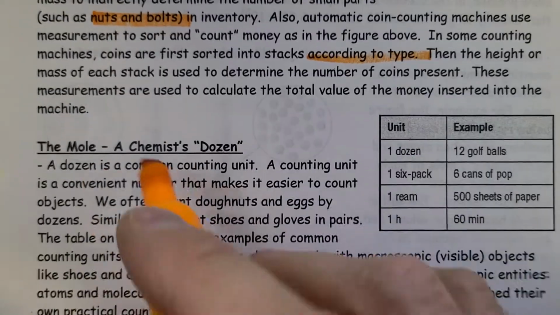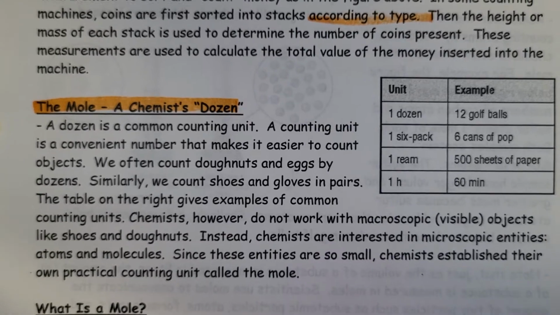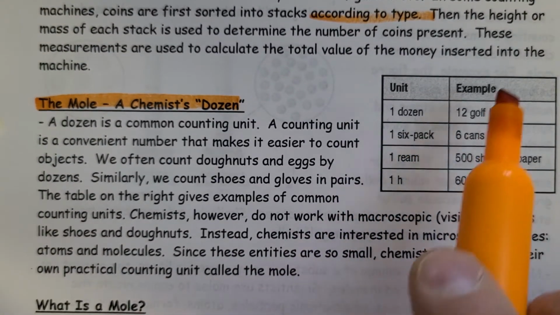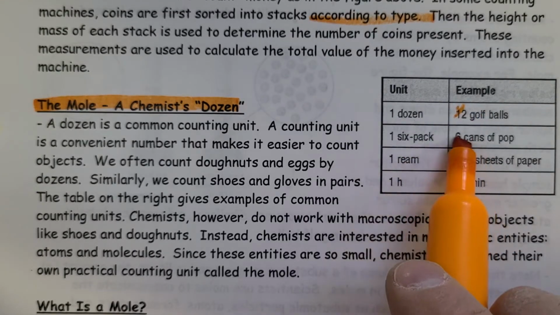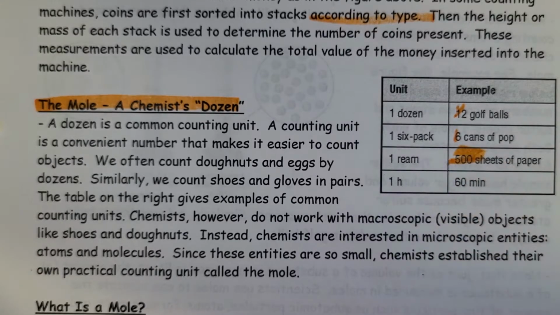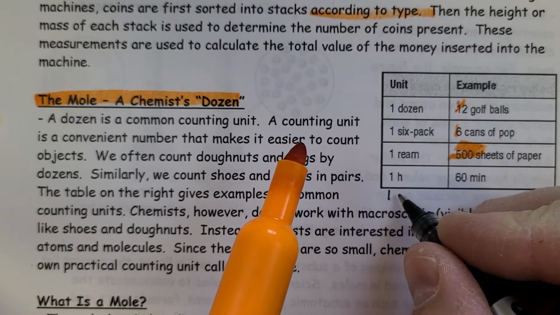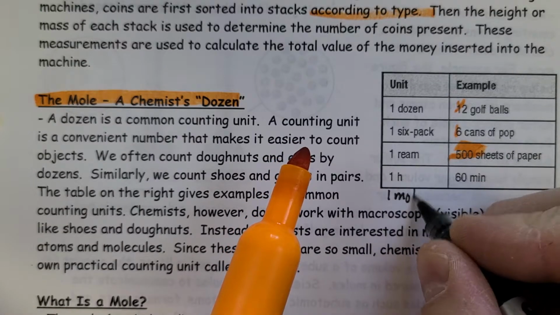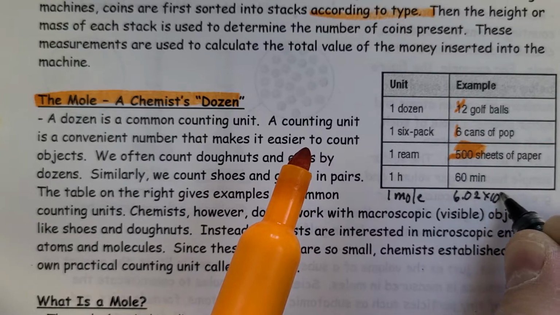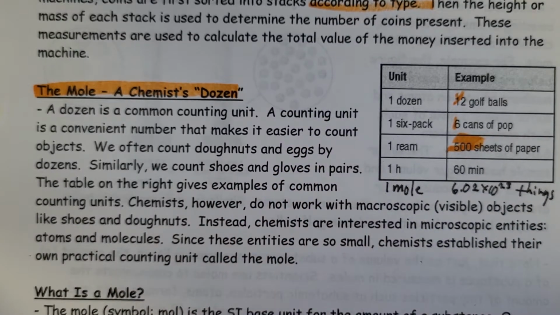So with that, we move on to the mole, which is referred to sometimes as a chemist's dozen. So if we look over here, 1 dozen equals 12 things, as we know. The word six-pack means 6. A ream. If you had a ream of paper, that's actually 500 sheets. 1 hour is 60 minutes. And so we can add this here. 1 mole is equivalent to 6.02 times 10 to the 23rd things, whatever that is we're talking about.